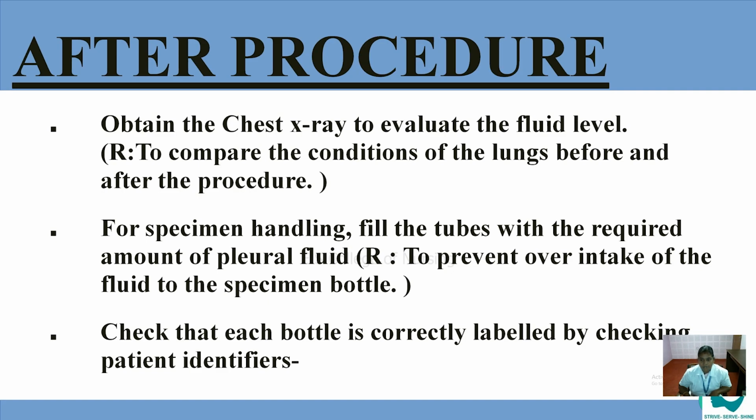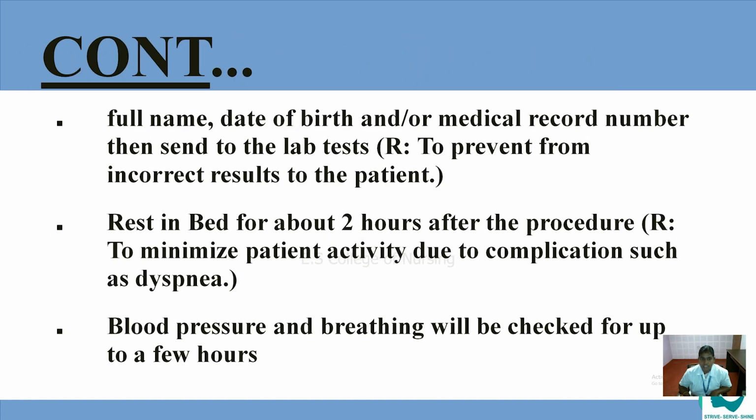So for specimen handling, fill the tube with the required amount of pleural fluid, to prevent overfilling of the specimen bottle, so we only collect the appropriate level. Check that each bottle is correctly labeled by checking patient identifiers like full name, date of birth or medical record number, and this sample is sent to the lab for testing. Why we send it to the lab: we want to know the causative organism in the sample. And this step also prevents incorrect results for the patient. That's why we want to do it correctly.